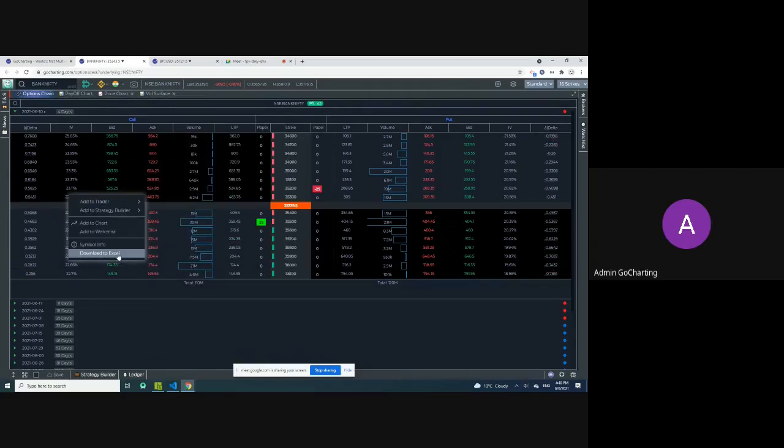You can download the entire series in an Excel with this option. I'm not going to do it here, but you do have the ability to download the options in your Excel.